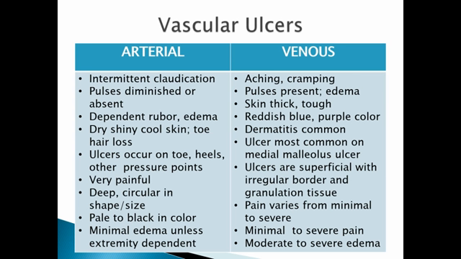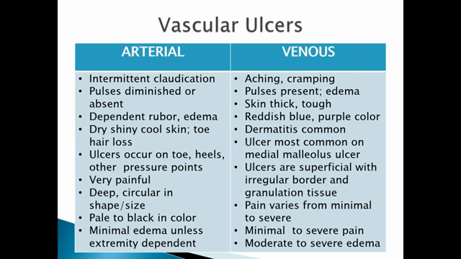These arterial ulcers, you see them a lot on the toe, on the heels, on pressure points, and they tend to be very painful. They're circular in shape and they tend to be very deep into the tissue. Color-wise, they tend to be pale to black. And again, the big difference between arterial and venous is for arterial, there's not going to be a lot of edema unless that extremity is in a dependent position.